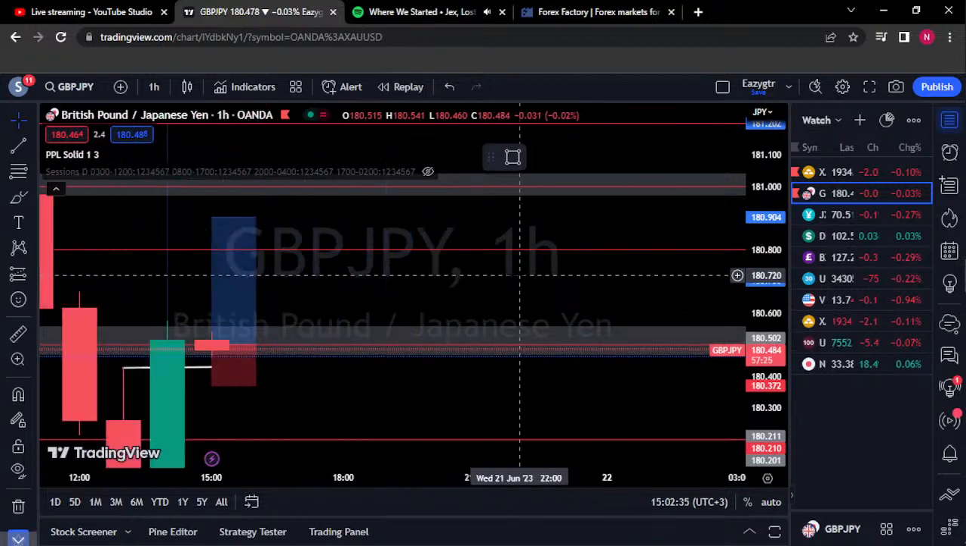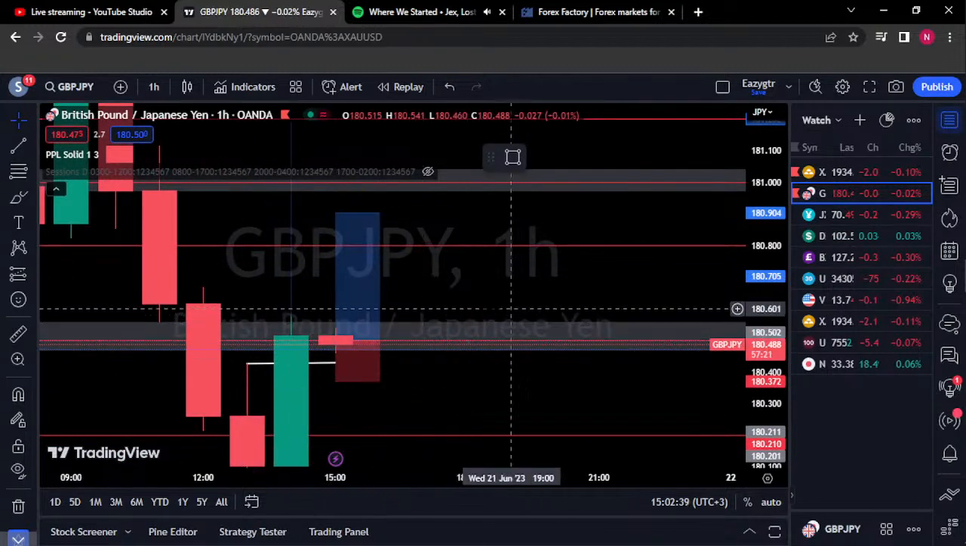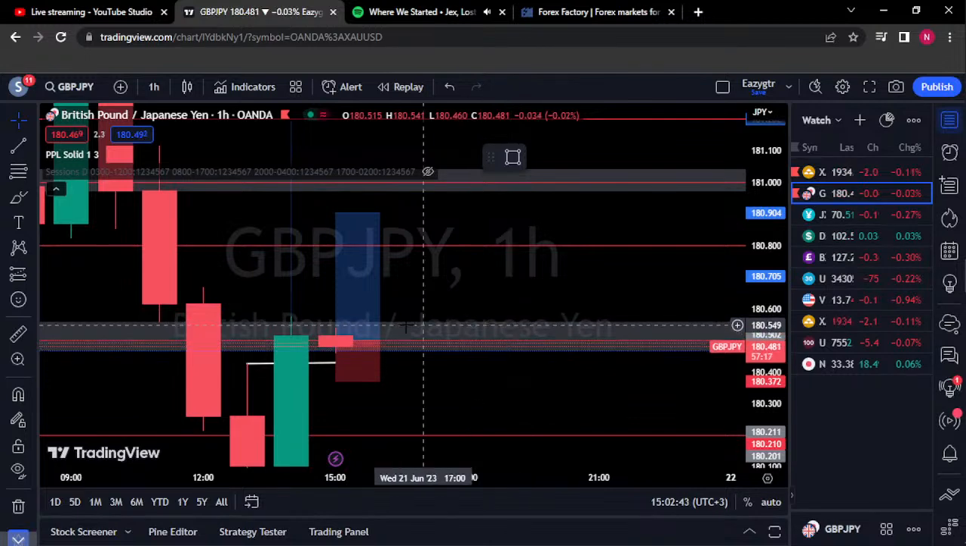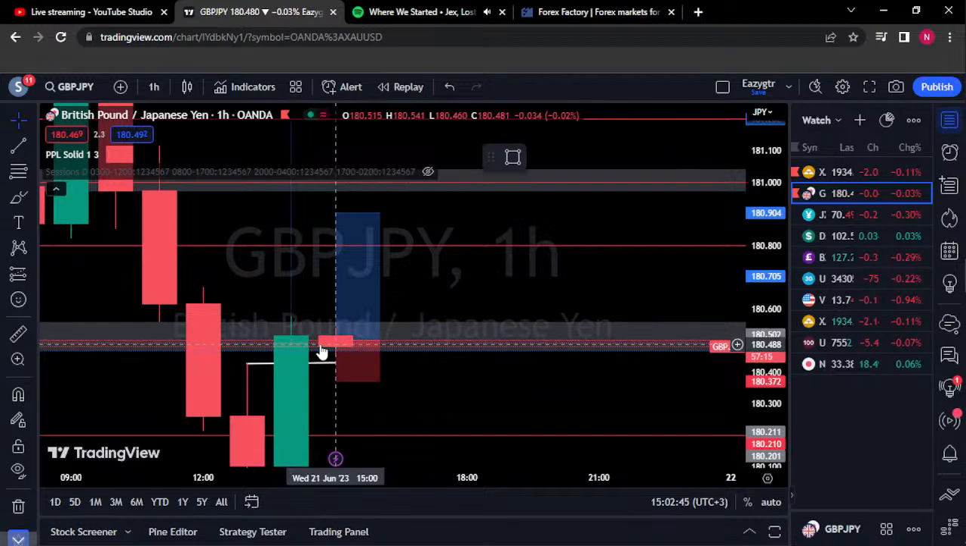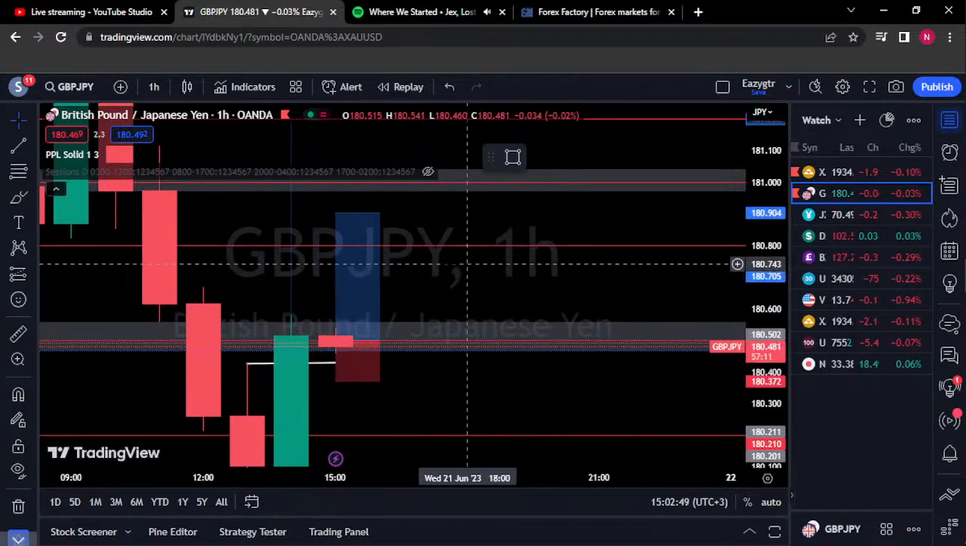So as I was saying, a better entry would be at the break of the hourly highs for safer buys, because you don't know how deep this wick is going to go, the bottom wick of the new hourly candle. So if you have any other questions, you could leave it in the chat.